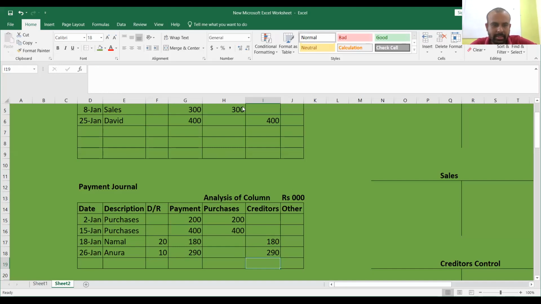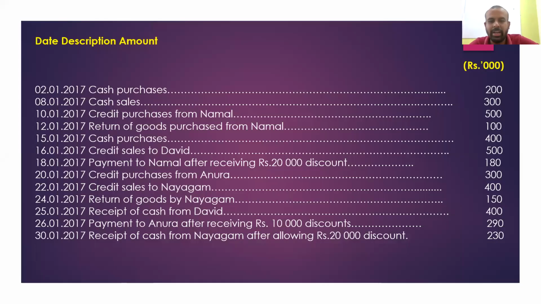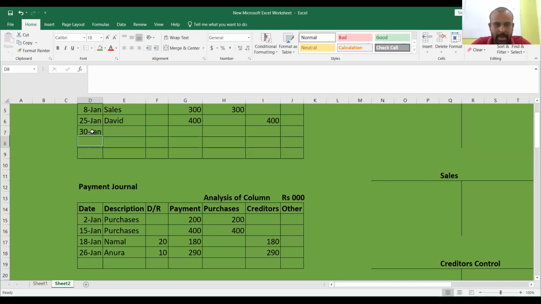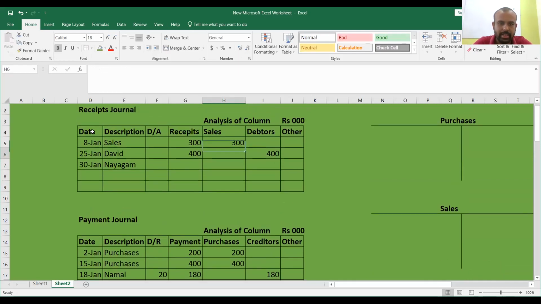What next? Yeah, received from the Nayagam after allowing 20,000 discount. 30th January. Right? Nayagam. You know that cash receipts must be recorded in the receipts journal. Then discount is 10. Receipts 290. That we record in the debtors column. It's 290.